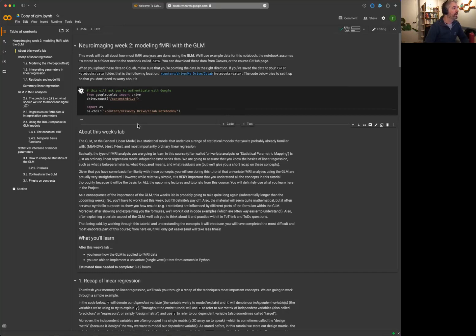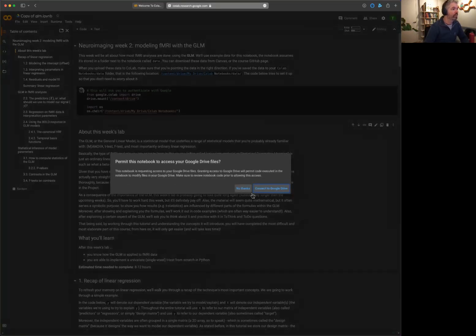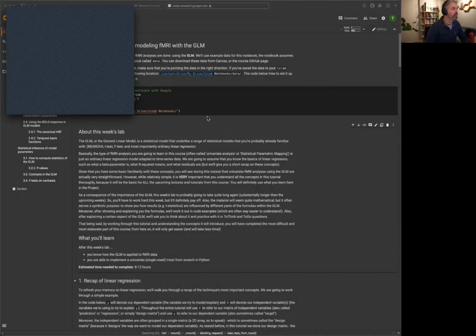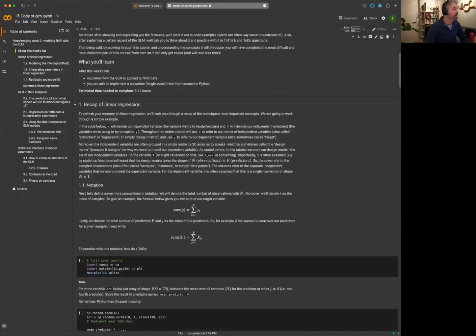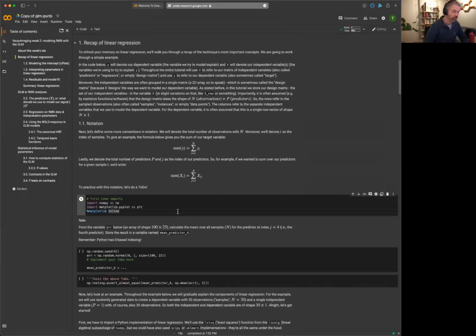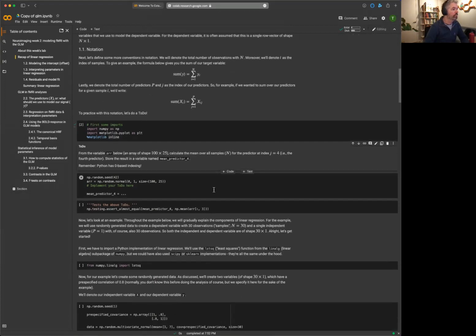It seems to have mounted a Google Drive. And I allow this notebook to connect to this account's Google Drive. And that's allowed. Great, so that seems to work. Now, of course, we need to import some modules.